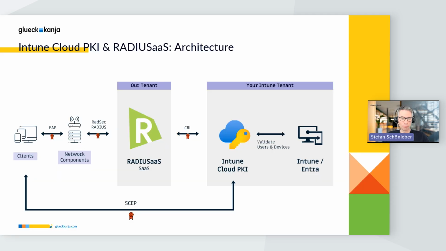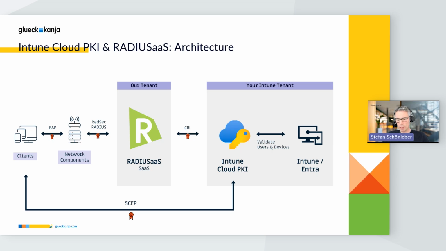In the past, you were maybe using NPS, Network Policy Server. It was working fine. The main thing here is NPS relies on the objects or the identities to be present in the local AD. And this may be an issue for cloud-only identities or devices. That's where our Radius as a service comes into play. And you see here in this architectural overview how this fits in.